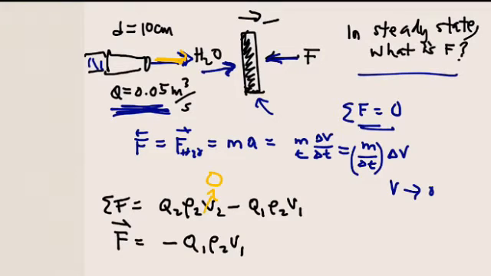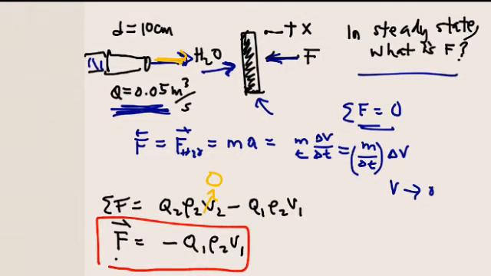If we called this the plus X direction, this would be a negative force here. So we can just neglect this negative sign, and we know that the magnitude of this force is going to be equal to the Q times the density times the velocity. So let's go ahead and work that out.